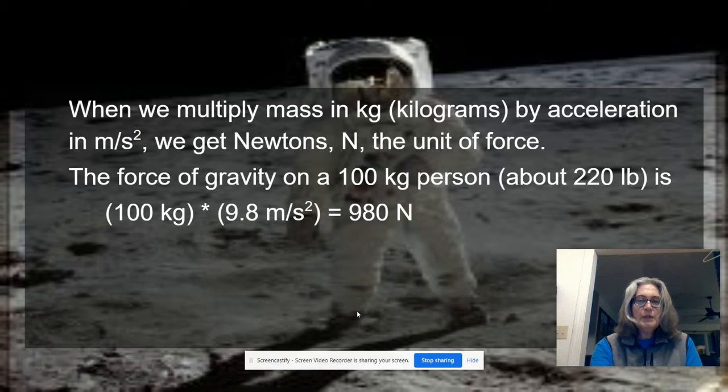This is just about units. If we're measuring mass in kilograms and we multiply it by acceleration in meters per second squared, we get newtons. The symbol for newton is capital N, and that's the unit of force. So the force of gravity on a 100 kilogram person, that's about 220 pounds, is 100 kilograms times 9.8 meters per second squared, and that's equal to 980 newtons.